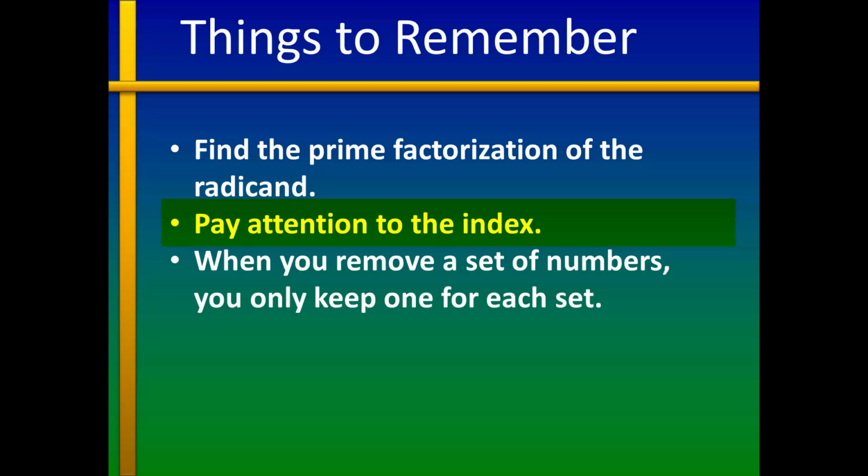The rest of them, when there is no number on the outside, it's an implied 2, so you're looking for sets of 2. Finally, when you remove a set of numbers, make sure that when you remove it to the outside of that radical symbol, you only keep one of them, no matter how many you're taking out. Then what you'll do is take one from each set and multiply what's remaining on the outside and what's remaining on the inside to finalize your answer.